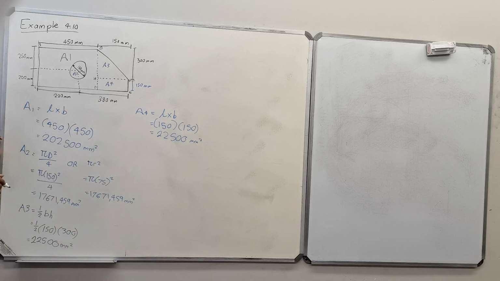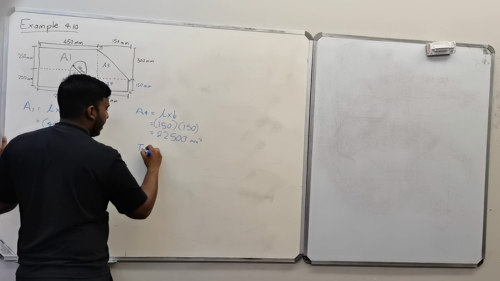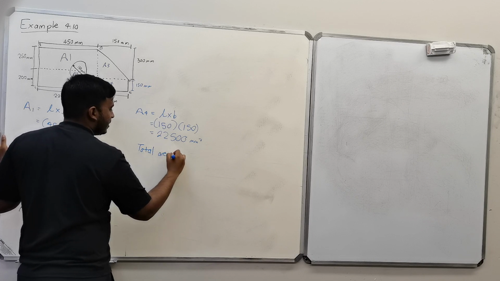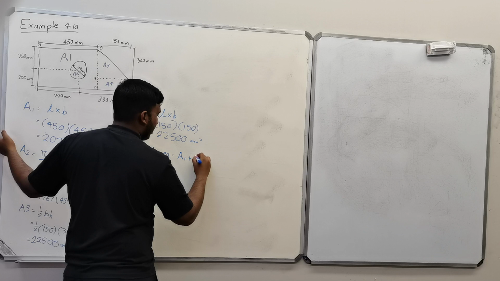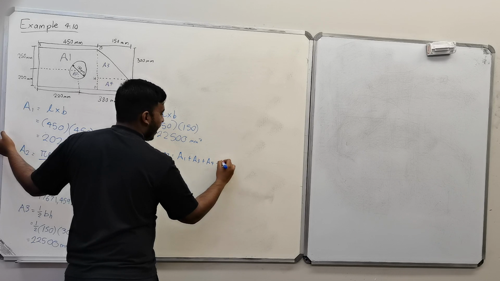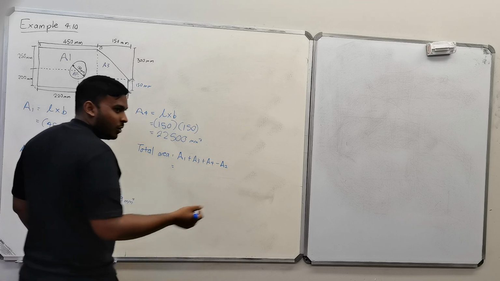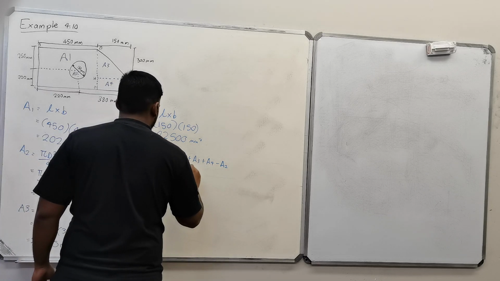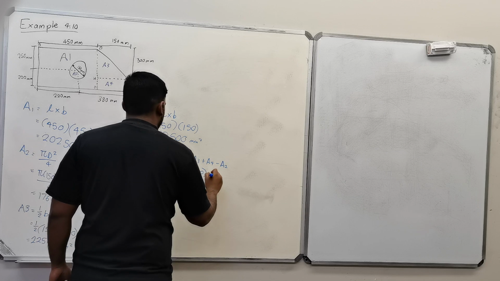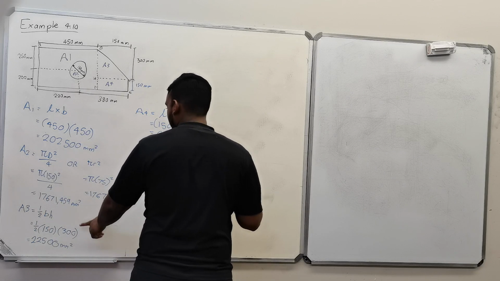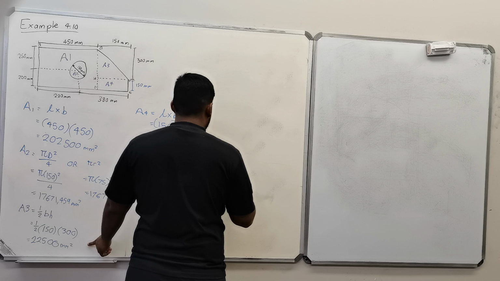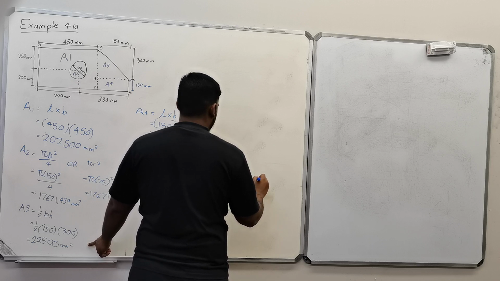Okay. So what would be the total area of the shape? So A1 plus A3 plus A4 minus A2. You'll all understand that because of the hole, right? So your total area is equal to A1 plus A3 plus A4 minus A2 because it's a hole, right? So this is 202,500.